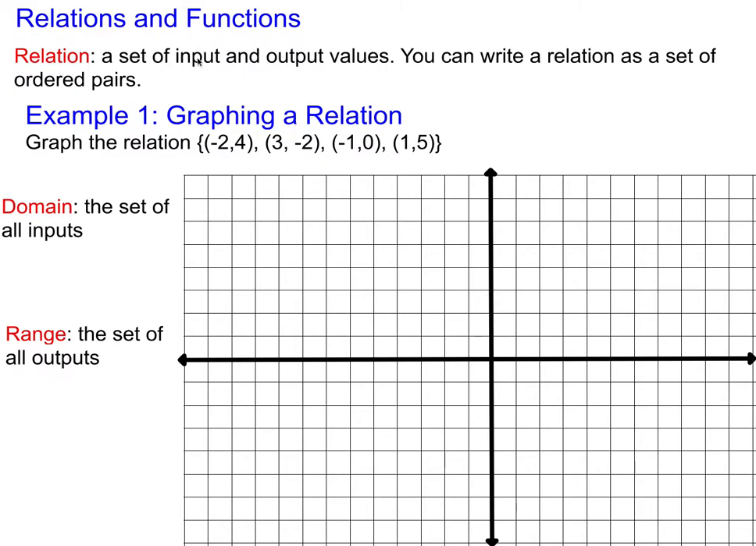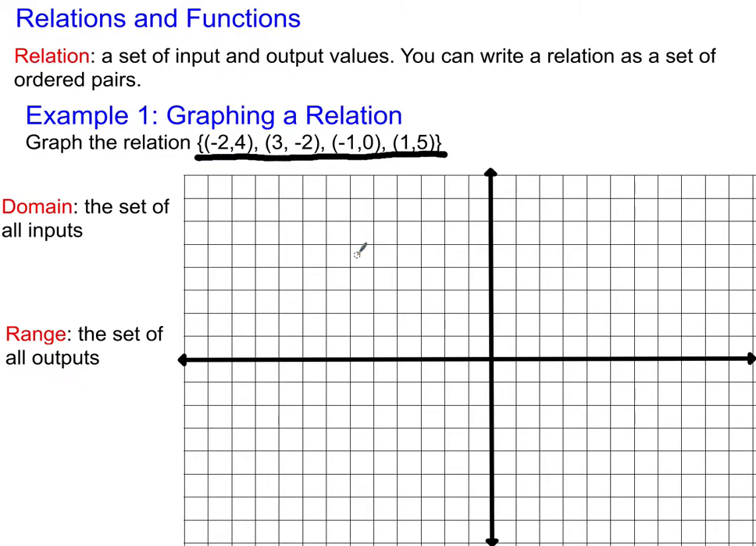It's a set of input and output values. These are the two different things. And we can write a relation as a set of ordered pairs. So we've done that here in example 1. We have a relation, that's what's inside these curly brackets, and we are going to graph it.